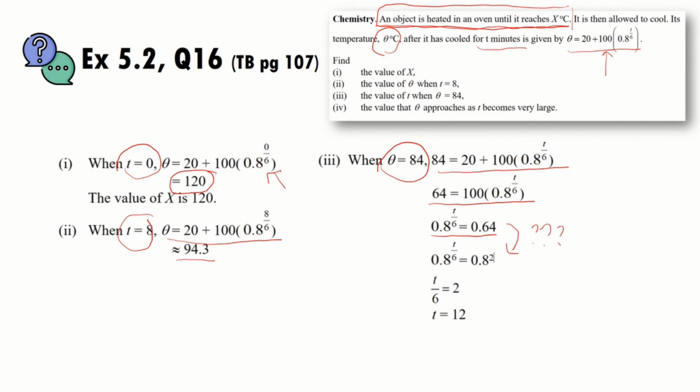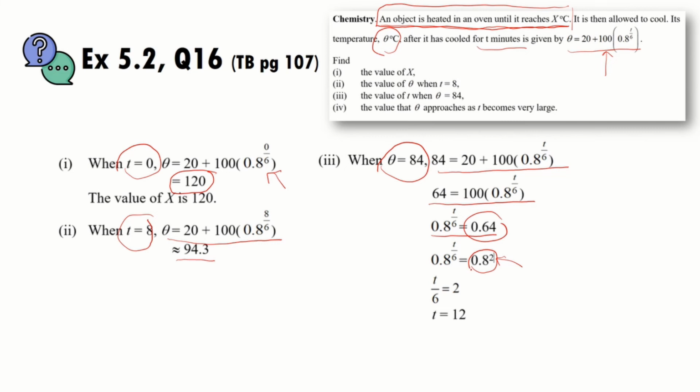Later on in this chapter, we will be looking at logarithms. When you have learned about logarithms, maybe you will start using that kind of method. However, at this point, we will have to rely on our understanding from indices. We need to recognize that 0.64 is actually the same as 0.8 to the power of 2. Please ignore this symbol over here. It is 0.8 to the power of 2.